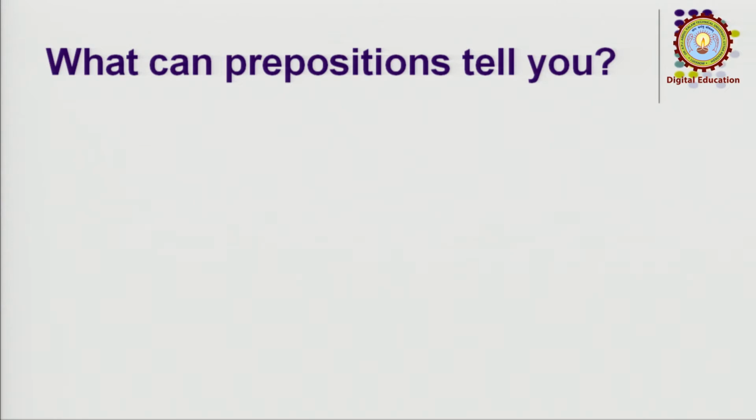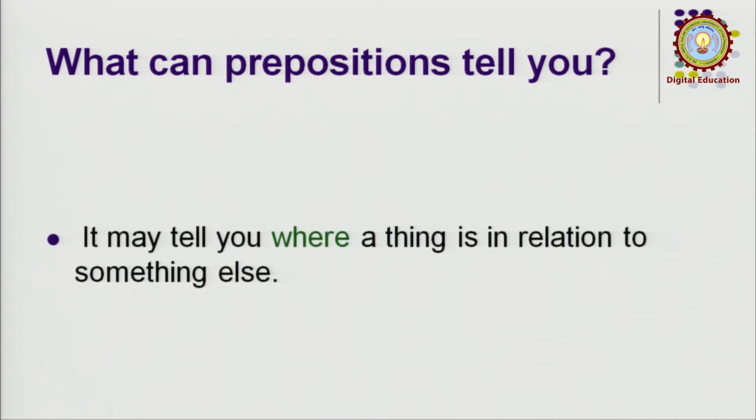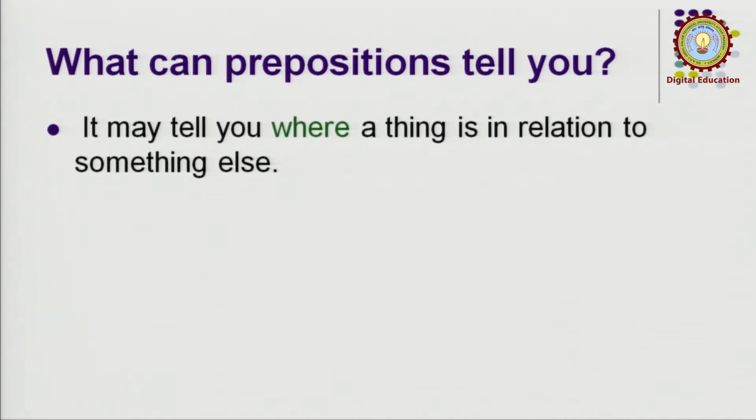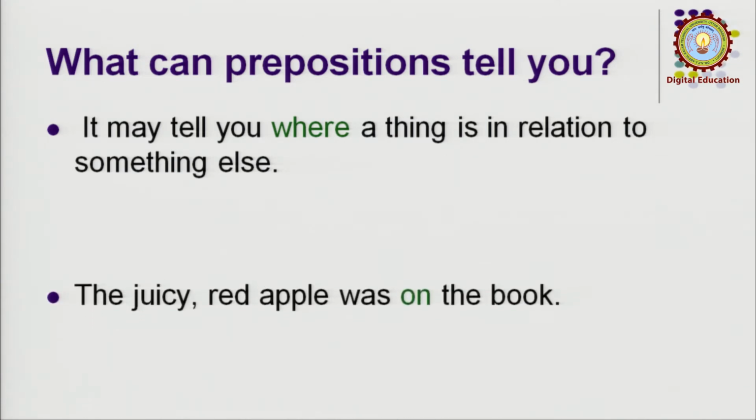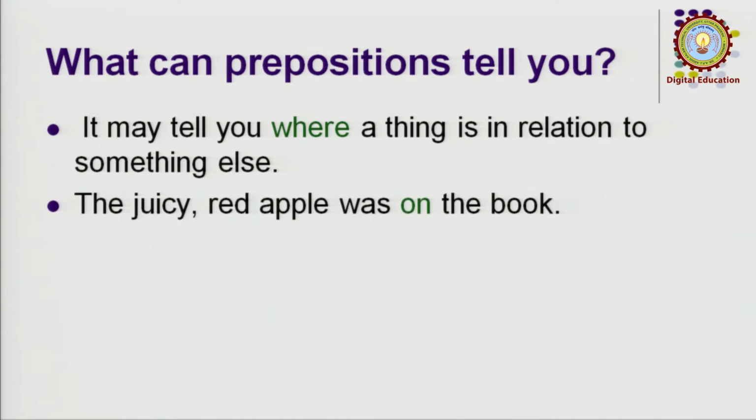What are the things that prepositions tell us? It may tell us where a thing is in relation to something else. Let us first take an example: the juicy red apple was kept on the book. So, this word on tells us the position of that apple. Next, this word also tells the exact location.